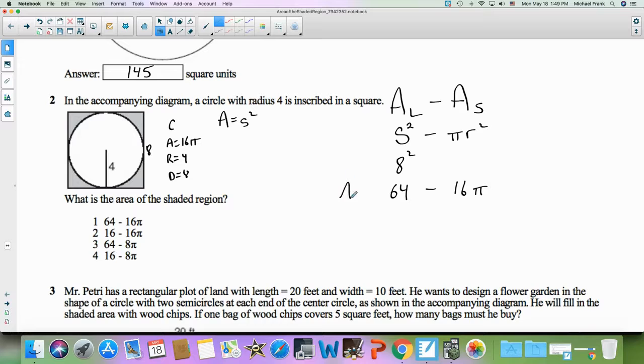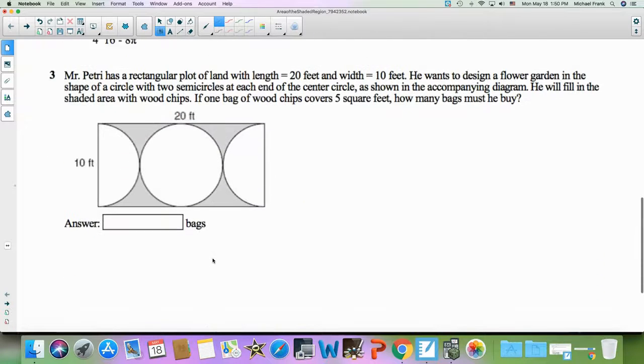And this right here would be the area of my shaded region in terms of pi. We wouldn't be able to subtract that out without the calculator and an irrational decimal. However, they wanted it in terms of pi, and you can see our answer is right there: 64, the area of the square, minus 16 pi, the area of the circle.